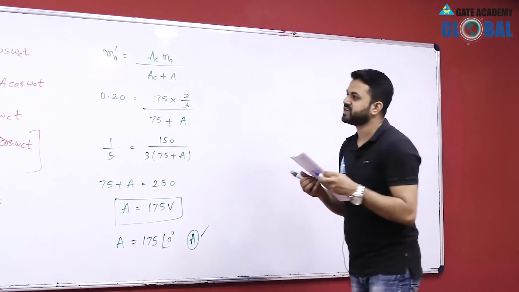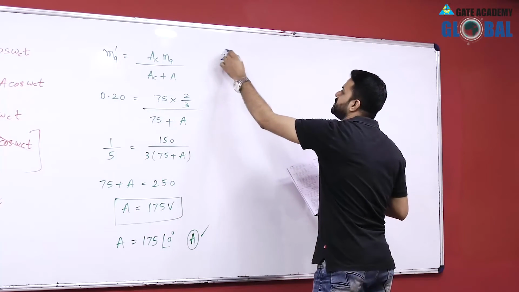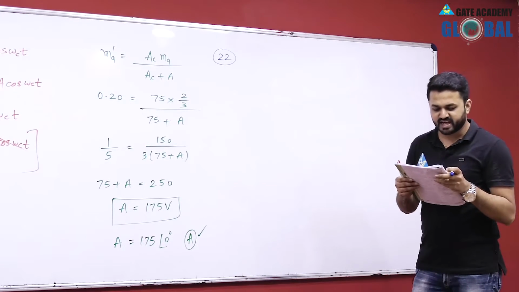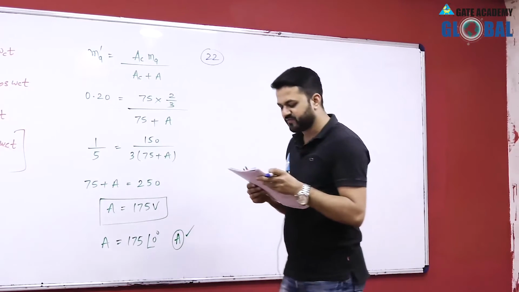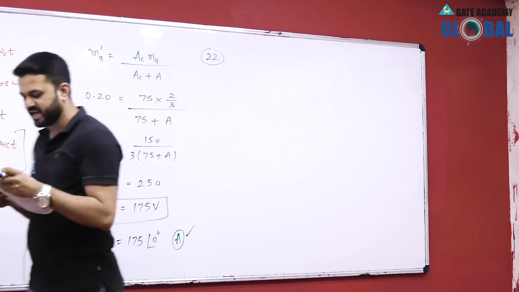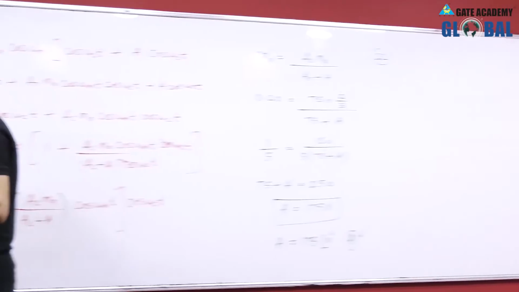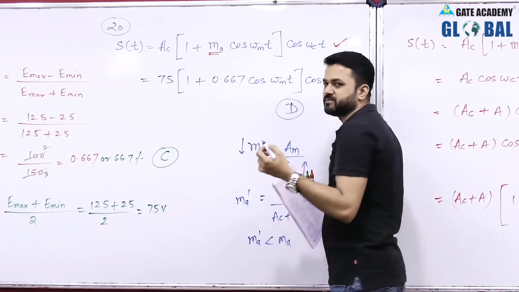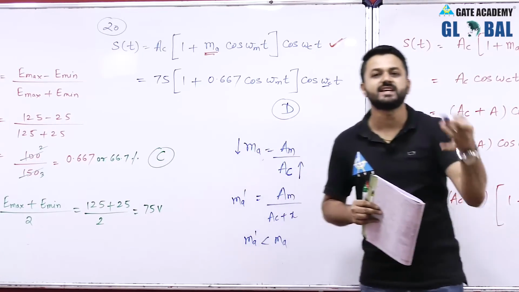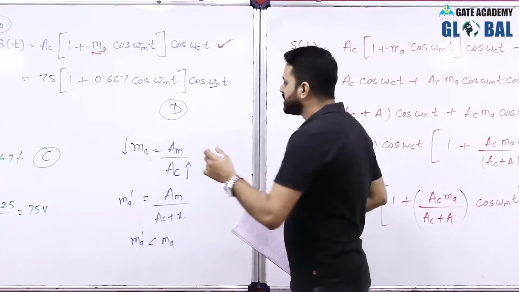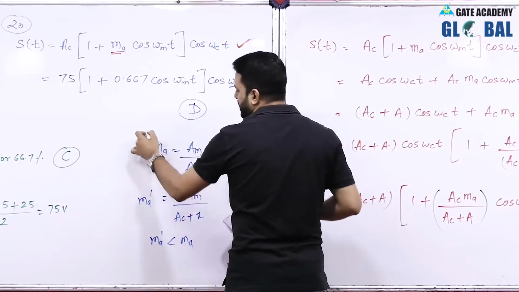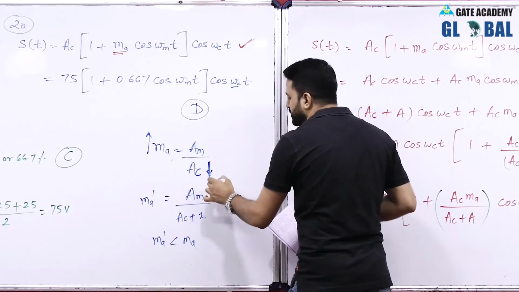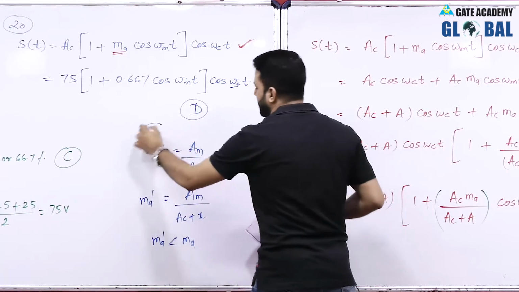Now in the next question, question number 22: determine the amplitude and phase of the additional carrier which must be added to make the waveform shown attain a modulation index of 80%. So we now want the modulation index to be 0.8, which means we want to increase the modulation index. If we want to increase it, we have to reduce the carrier amplitude. If we reduce the carrier amplitude, the modulation index will increase.